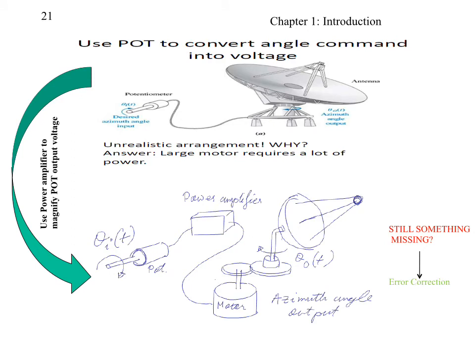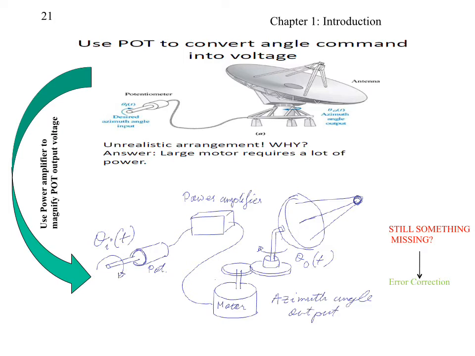This potentiometer converts the angular displacement into voltage. Now the potentiometer will give the signal to the motor. However, the problem is that the motor requires a lot of power, because for moving that antenna, the power required by the motor is large. For that very purpose, we will use the power amplifier.